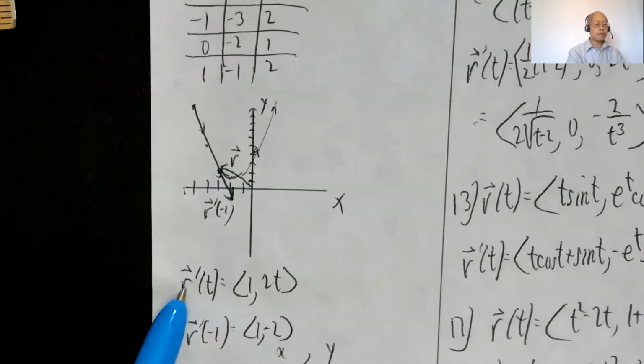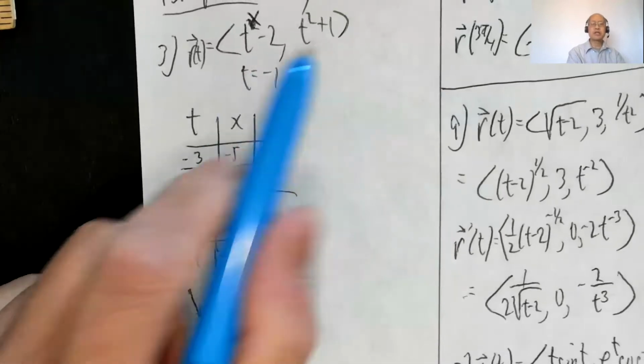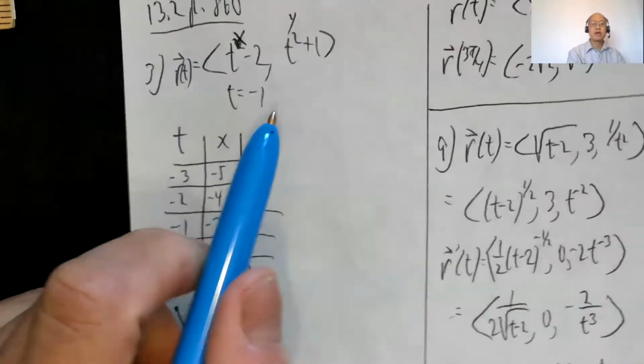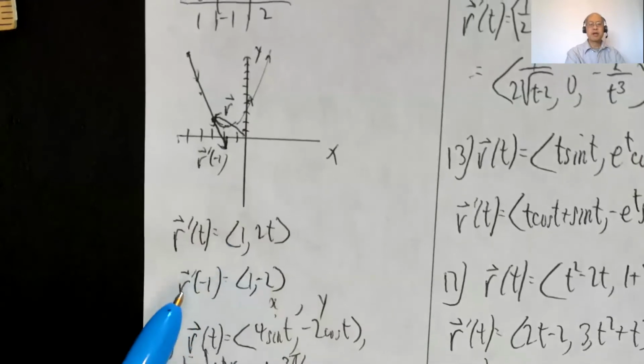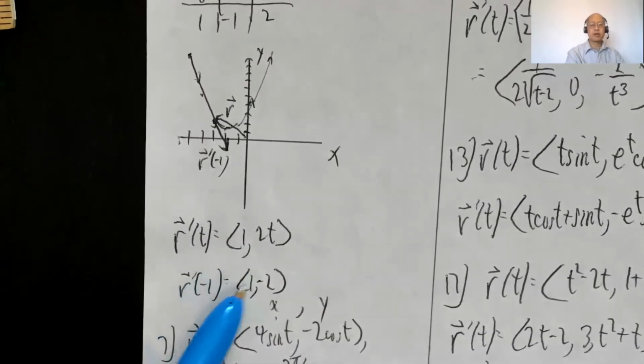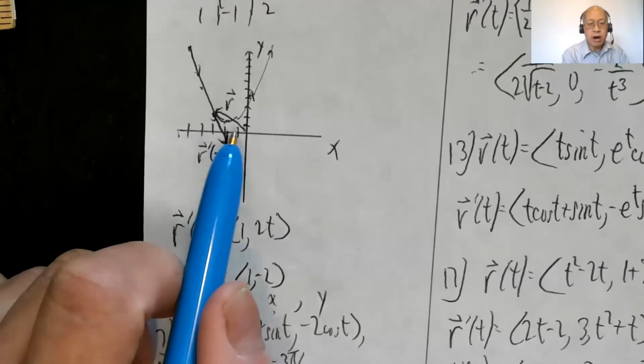So first I find r prime. What is r prime? Just the derivative of this function, which has two parts. The derivative of t minus 2 is 1, and the derivative of t squared plus 1 is simply 2t. And then I plug in -1. So plug in -1, you get 1 comma -2. So that's r prime.